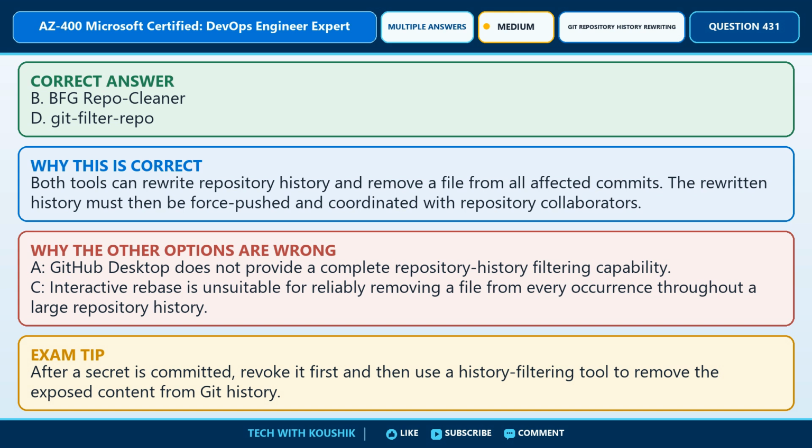Why are the other options not correct? A. GitHub Desktop does not provide a complete repository history filtering capability. C. Interactive Rebase is unsuitable for reliably removing a file from every occurrence throughout a large repository history. Exam tip. After a secret is committed, revoke it first, and then use a history filtering tool to remove the exposed content from Git history.